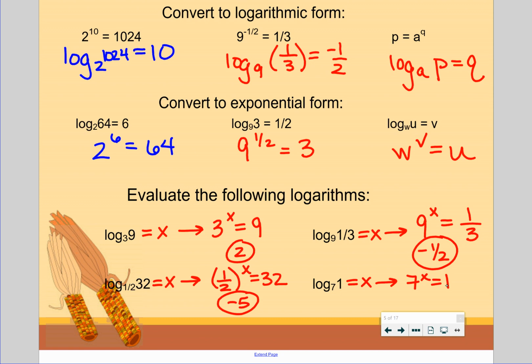What kind of exponents always equal 1? 0. It doesn't matter what that log base is. If I said log base b of 1, your answer would be 0. Anything to the 0 power is always 1. Any questions so far? Is it starting to ring a bell? Maybe a little bit? Okay.